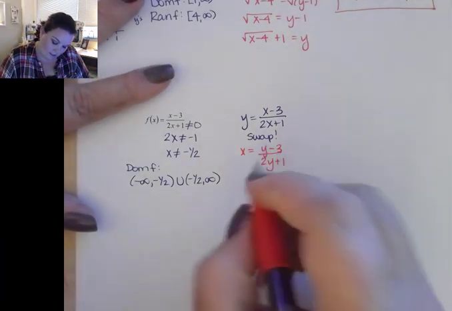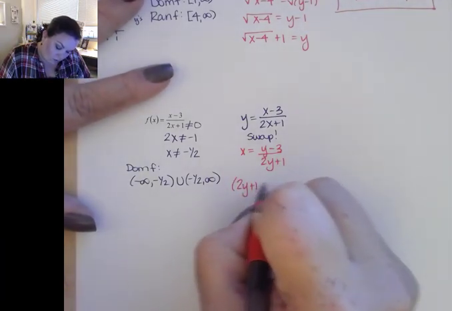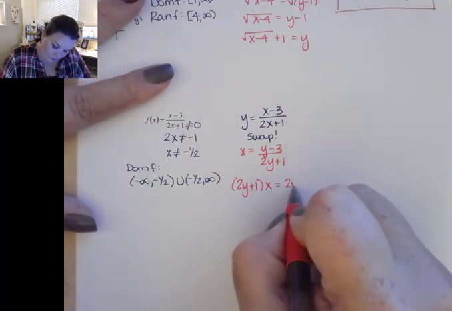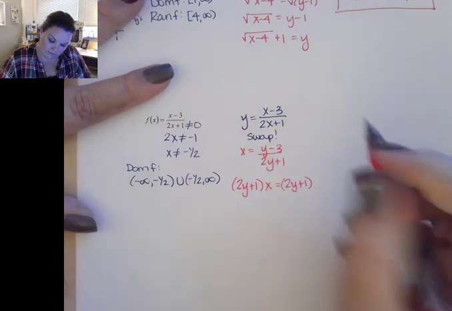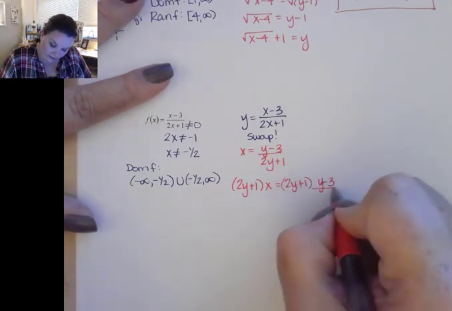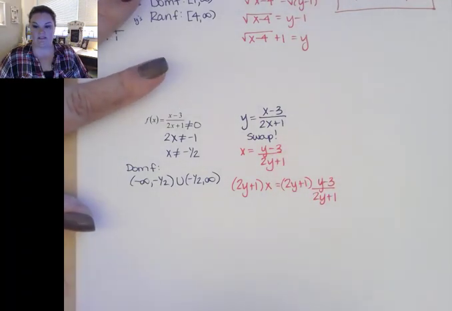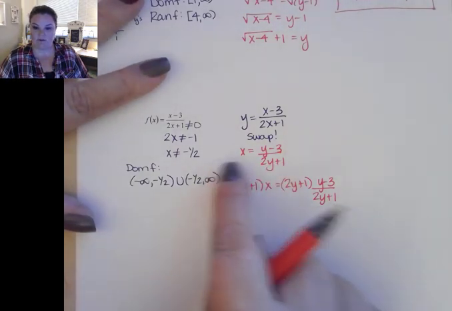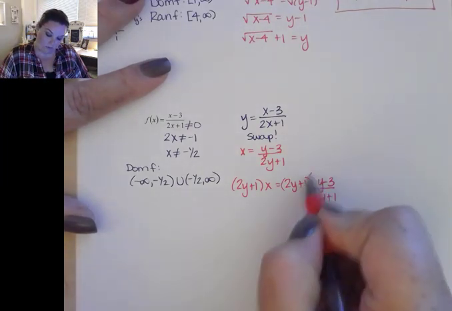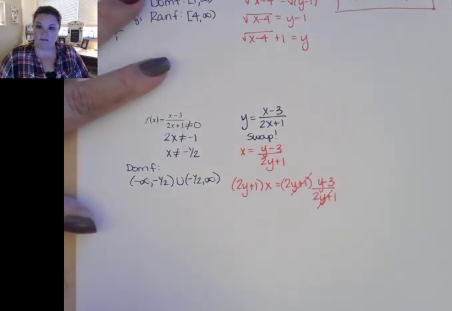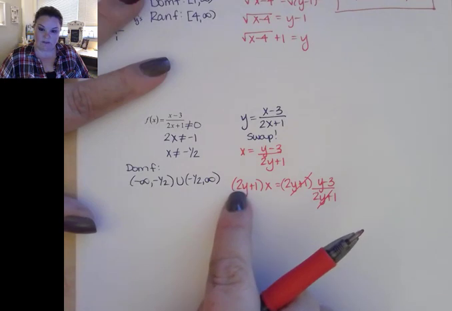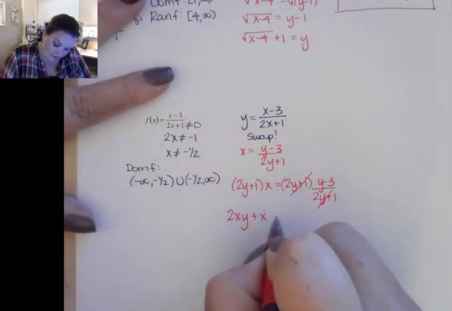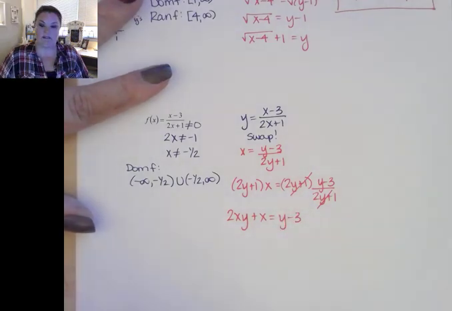So I'm going to go ahead and do (2y plus 1) times x on this side, right? And (2y plus 1) times my (y minus 3) over (2y plus 1) on that side. So all I'm doing is taking this bottom quantity and multiplying both sides by it. That way it will cancel on the right-hand side, okay? I'm going to go ahead and distribute this out. So this gives me 2xy plus x is equal to y minus 3.